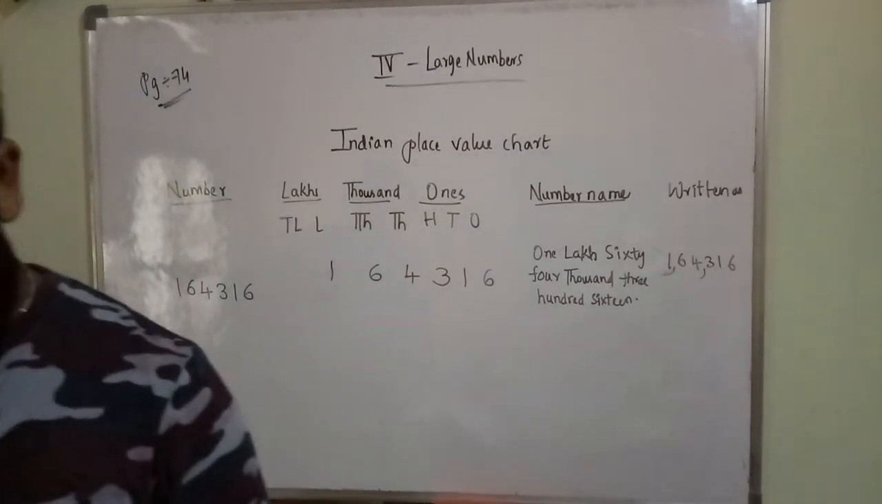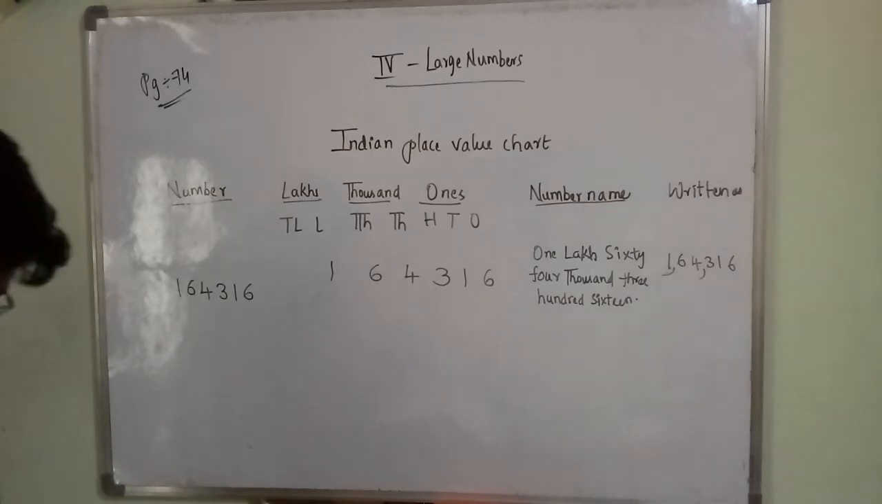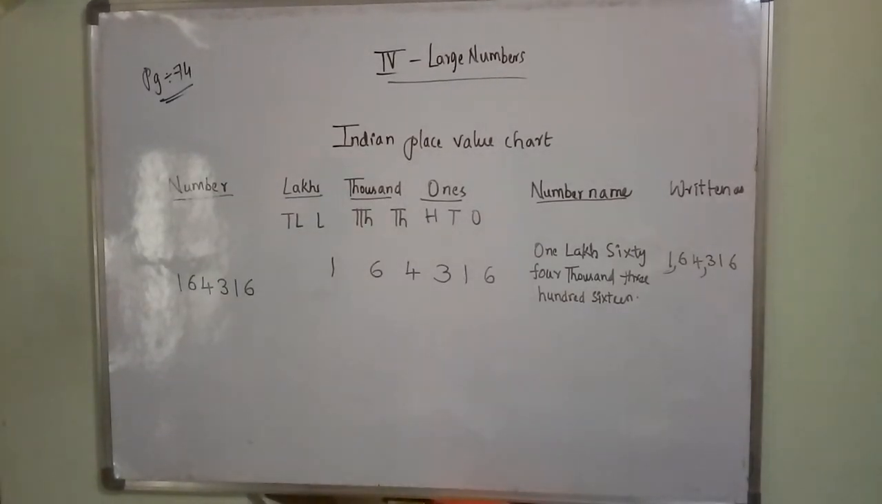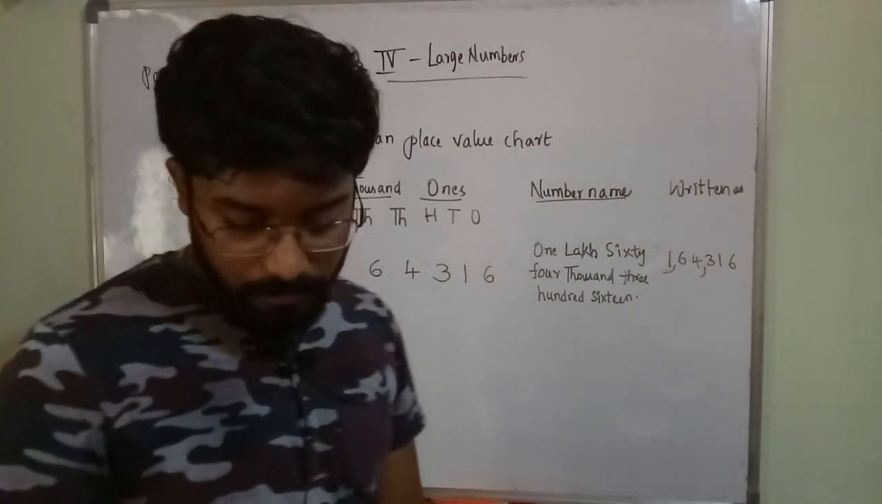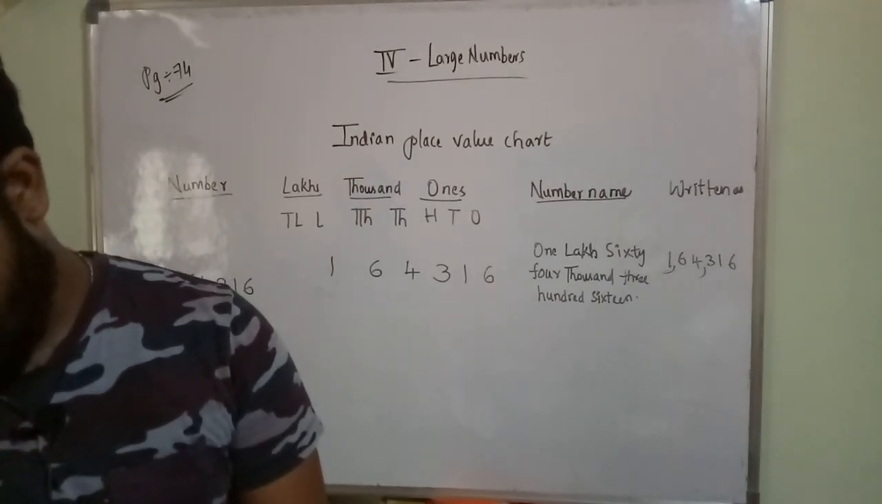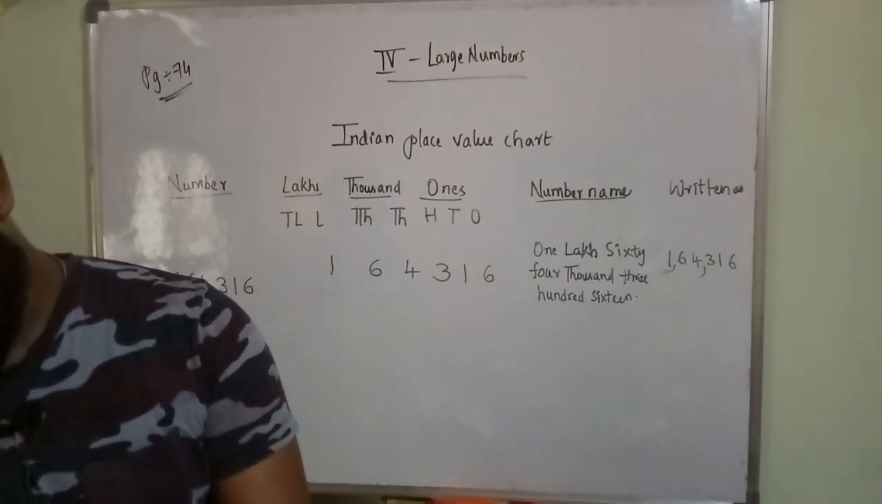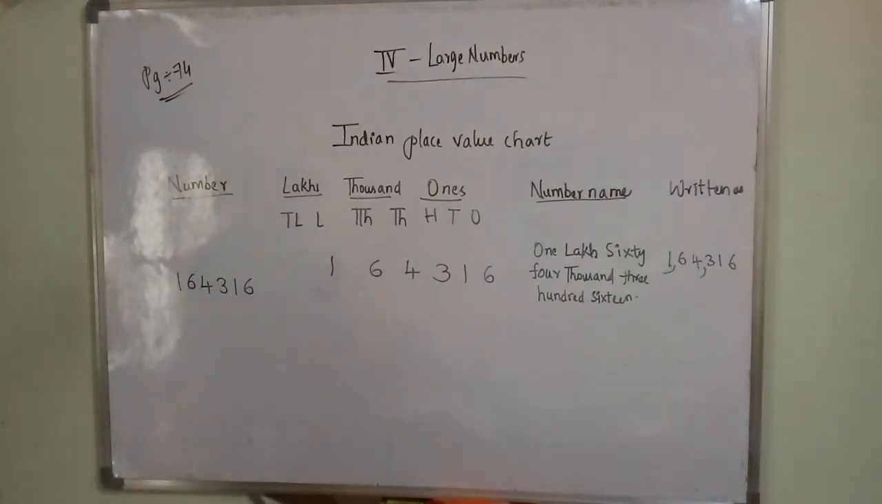Next we will start the international place value system. Clear? So you have to write them on your own. The last 2 examples of this Indian place value chart are for your homework. With this, I have completed the Indian place value chart on page number 74. Next class we will continue from page number 75. Okay, clear? Thank you. You have to do the homework.